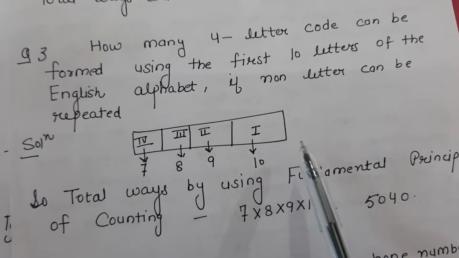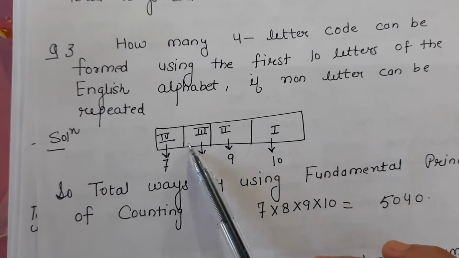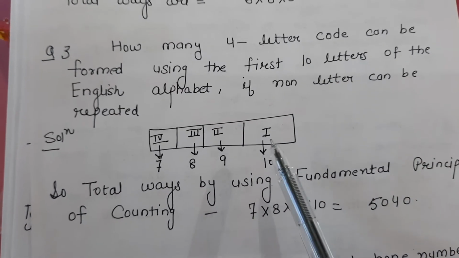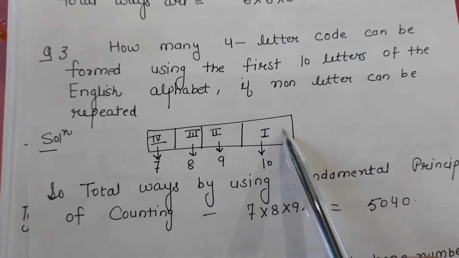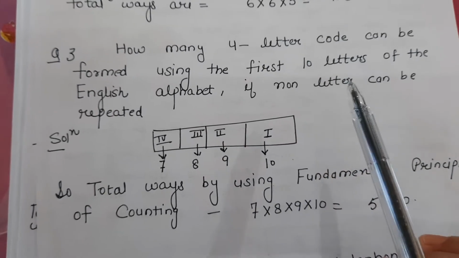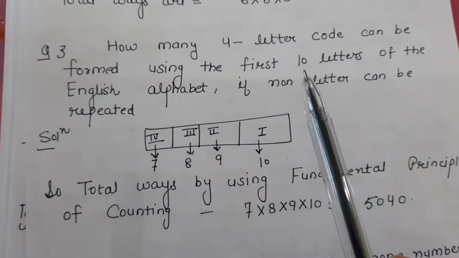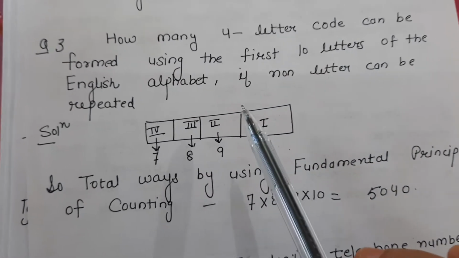Now you have to form a 4-letter code. Make 4 blocks here from the first 10 letters of the English alphabet. That means this place can be filled in 10 ways. Now, no letters can be repeated. The repetition of letters is not allowed.